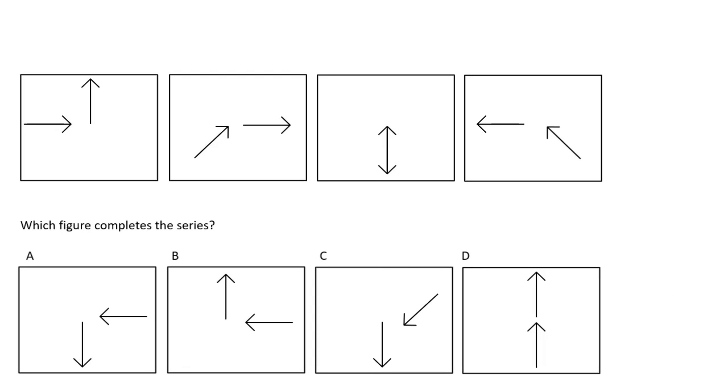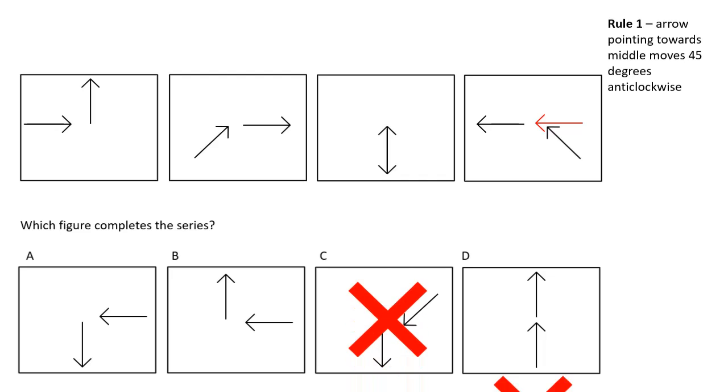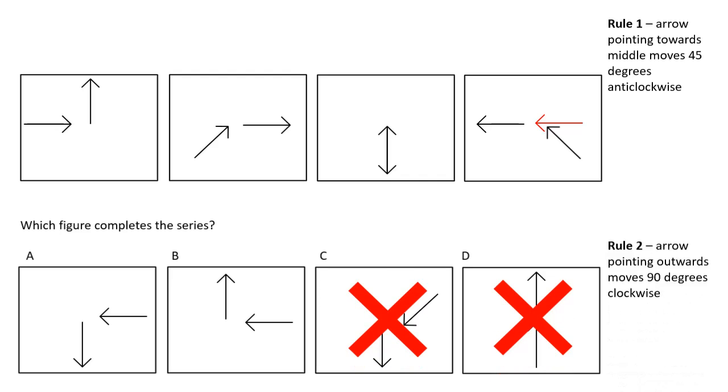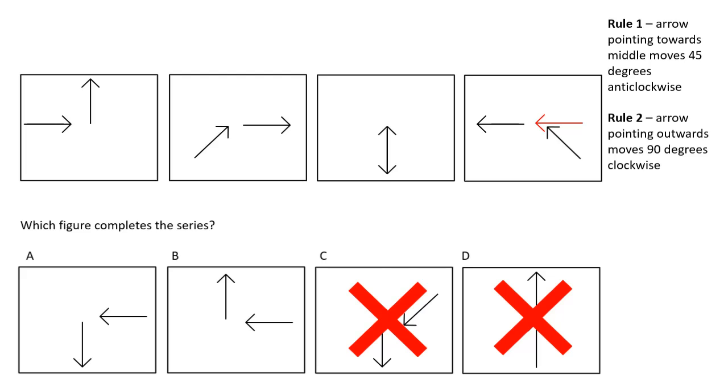Okay, so this question only has 2 rules. The first is that the arrow pointing towards the middle moves 45 degrees in an anti-clockwise direction. So we can work out that in the next figure, the arrow will be here pointing towards the left. So we can rule out C and D. The second rule is that the arrow pointing outwards moves 90 degrees in a clockwise direction. So in the next figure, this arrow should be pointing upwards, meaning the correct answer is B.